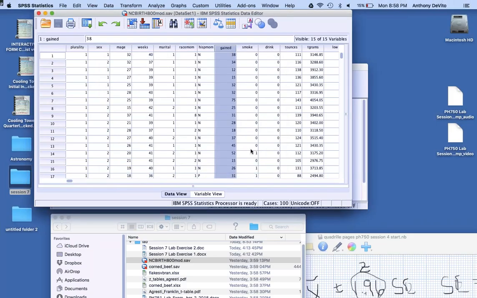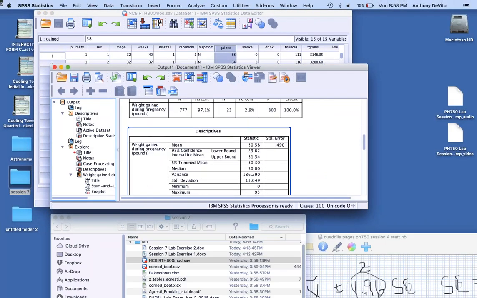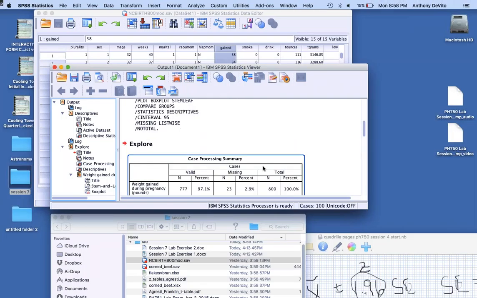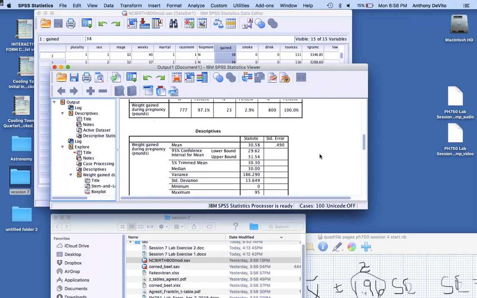SPSS is going to recalculate that mean. In fact, here is the mean again. The mean for weight gain during pregnancy was 30.58 pounds, and the standard deviation was 13.65. So now my standard error is going to be my standard deviation divided by the square root of my sample size, which was 777. So that gives me a standard error of 0.49 pounds.